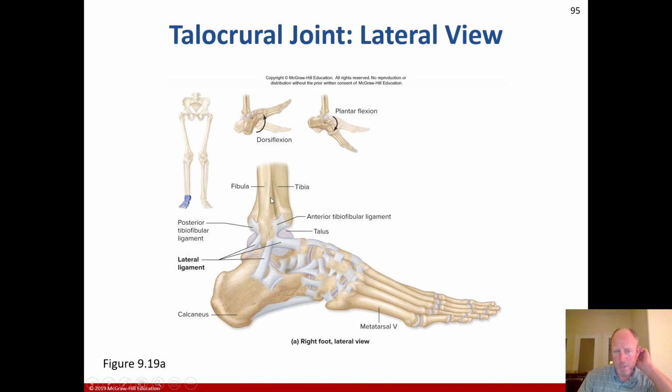So here we have our tibia and our fibula, okay, and the anterior tibial ligament, posterior tibial fibular ligament, and there's our talus bone there, and then the lateral ligaments, a lot of ligaments here helping keep stability, right? Our metatarsals, and then basically going out to the phalanges out here. Metatarsals, tarsals, and then phalanges. And then right foot is the lateral view here, the calcaneus being the heel.